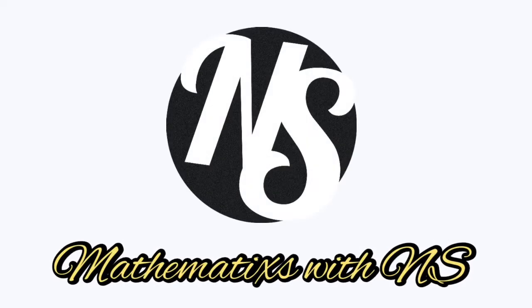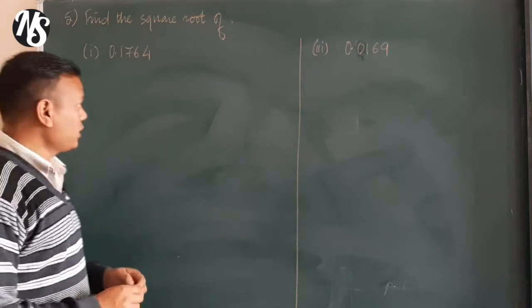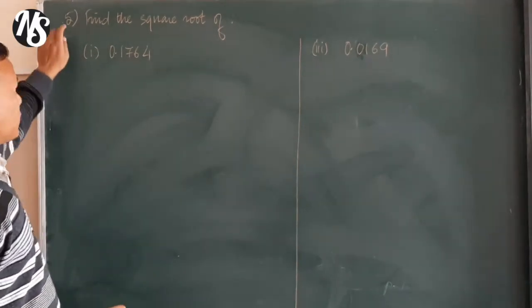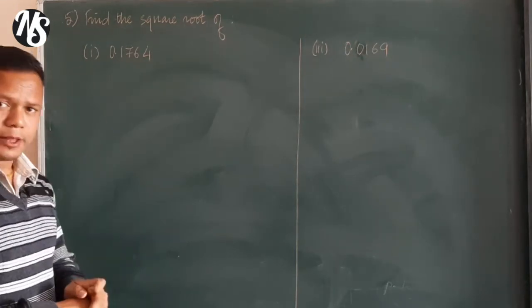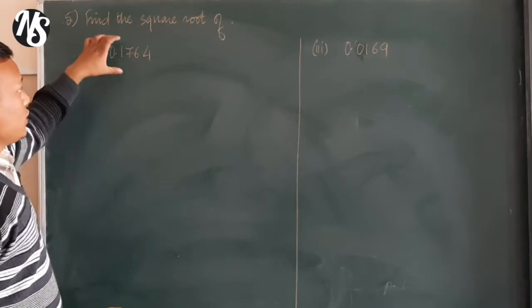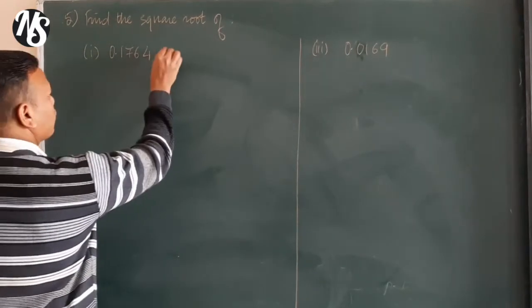Welcome back, dear students. As you all know, we are dealing with the chapter on square roots, right? So today I am taking these problems from exercise 3A. Question number 5, sub number 1. First and foremost, what you need to do here is convert them into fractions. Okay, simple.